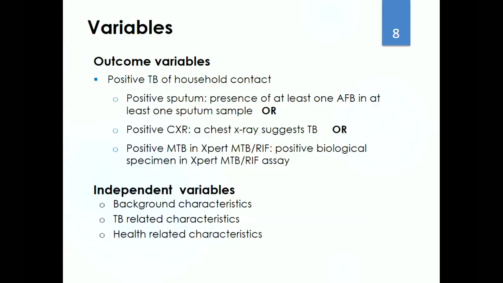We define the outcome variable as positivity of the household contact if they meet the following conditions: positive sputum, positive chest X-ray, or positive MTB in the Xpert MTB/RIF test. For the independent variables, we only consider those in the household contact.